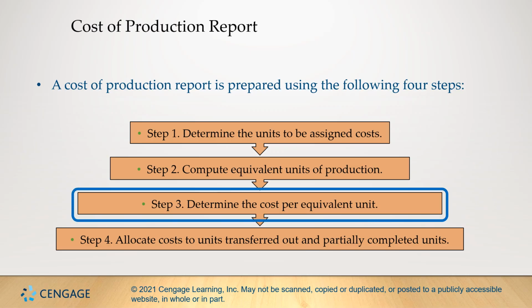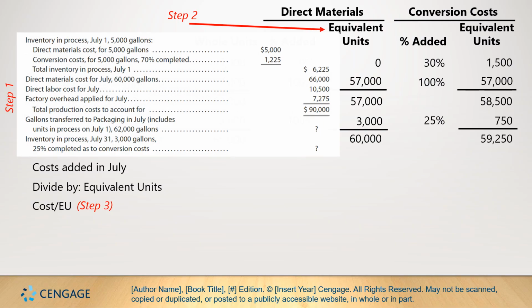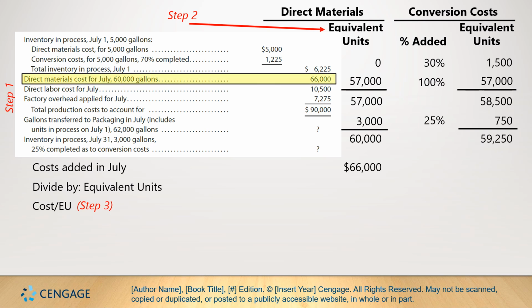Step 3. We'll next determine the cost per equivalent unit. To get our cost per equivalent unit, we take our costs incurred during the month and divide it by equivalent units. We need to calculate a separate cost per EU for direct materials and conversion costs. Look back at our cost information to get our direct materials cost for July. Take that $66,000 and divide it by our equivalent units to be assigned costs for materials. The cost per EU for direct materials is $1.10.